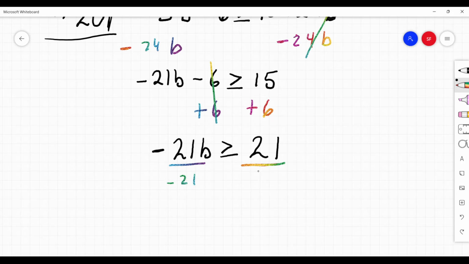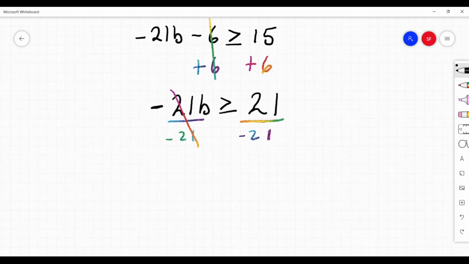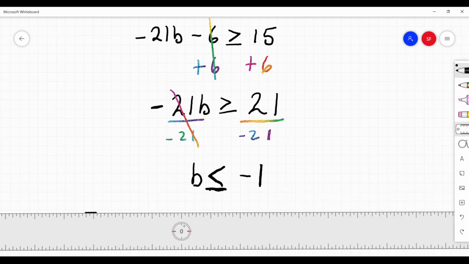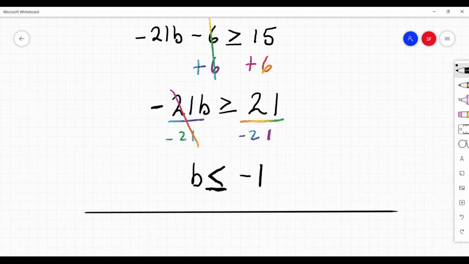Negative 21. So what's my answer? B equals negative 1. No. It's greater than or equal to negative... No. Less than or equal to. Yeah, because we divided by a negative, so it flips it. Got to remember all the little bits.